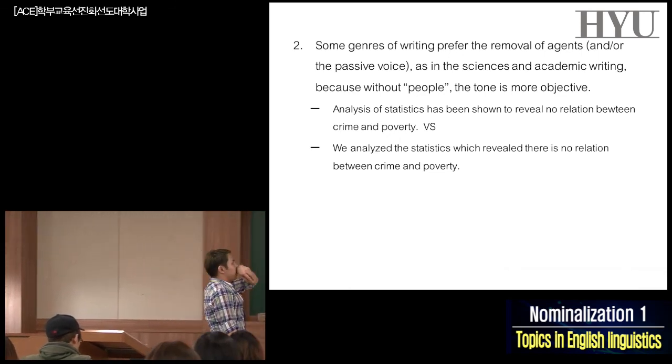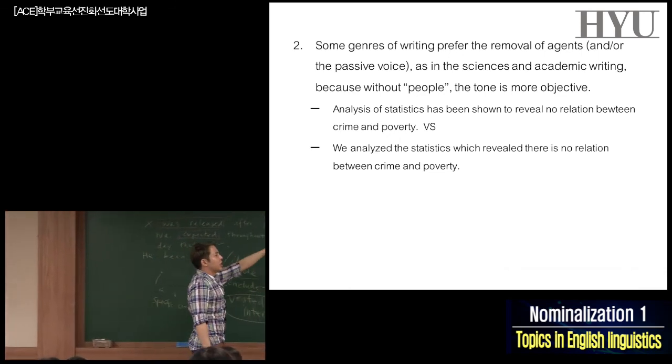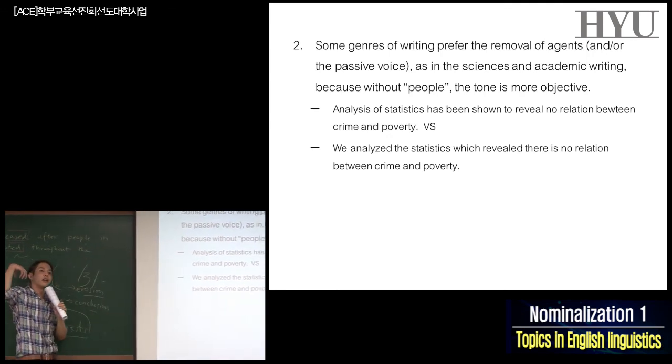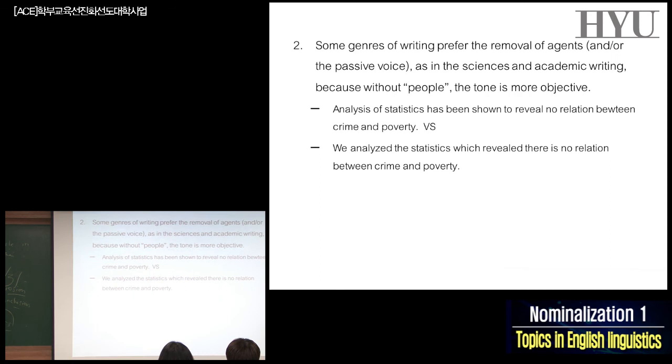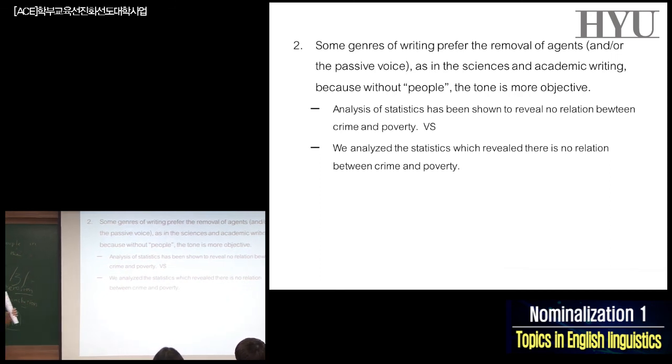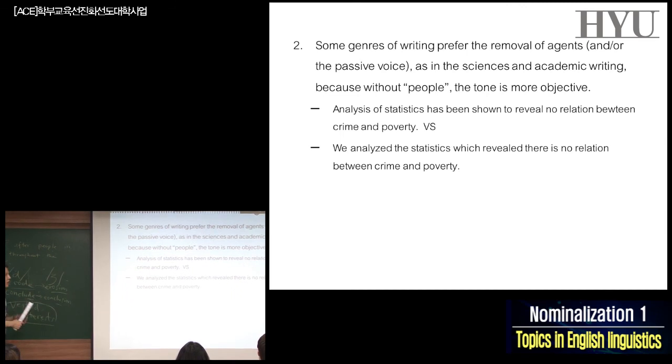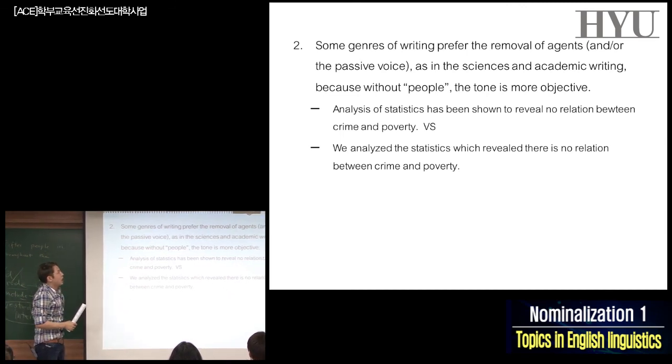And some genres of writing, genres here referring to different kinds of writing, right? When you write for newspapers, it's a different way of writing. When you write for magazines, it's a different way of writing, right? When you write papers in class, it's a different way of writing. So that's what we call genre of writing. So some genres of writing prefer the removal of agents and prefer the passive voice, such as in scientific writing and academic writing, right? Because without people, the tone is more objective, right?